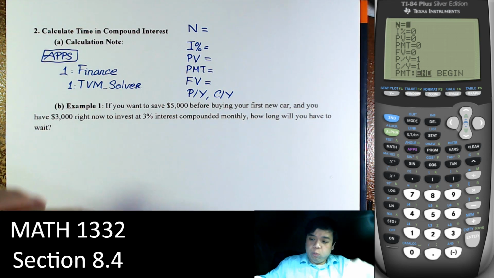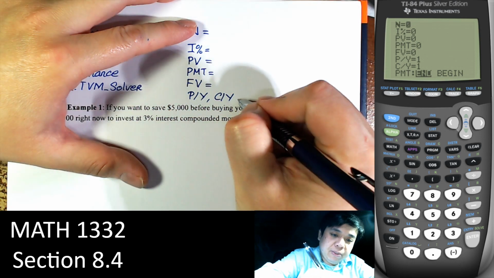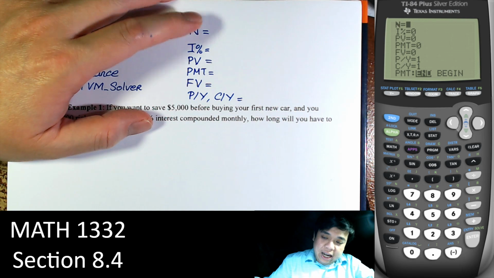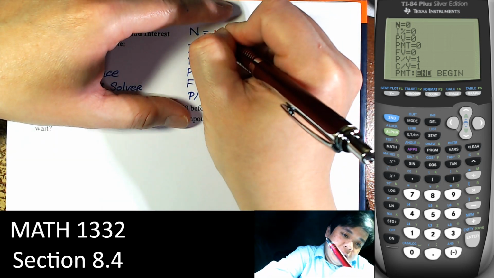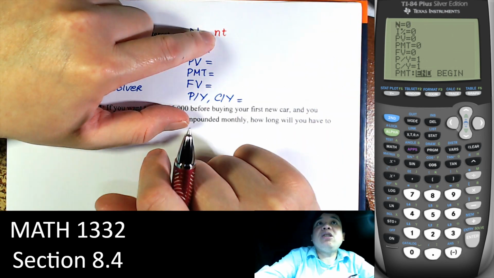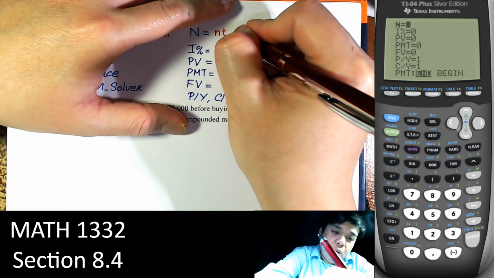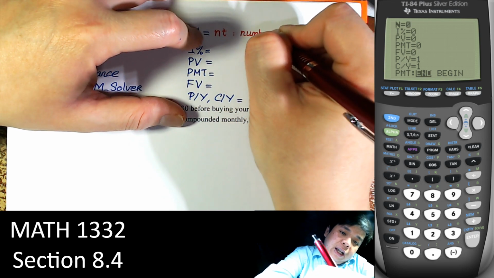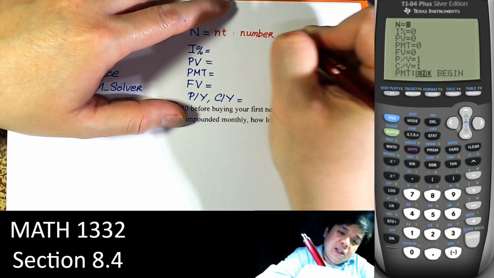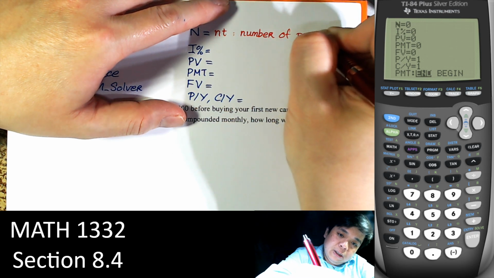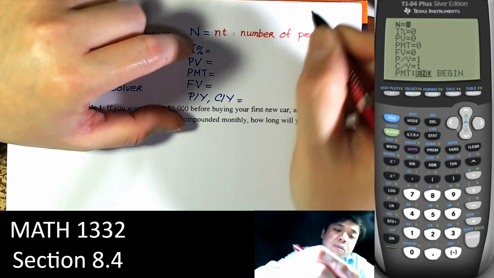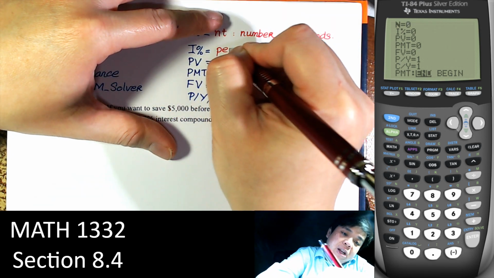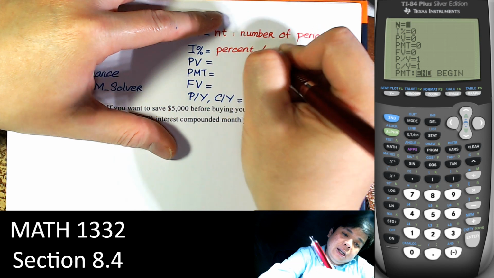Right, let's write out the important things about this. So N. Now this capital N is different than the little n. This N is actually equal to little n times T. So how many times a year and how many years? So this is equal to the number of periods, how many times a year times years. Then the interest rate percent. This we type as a percent, we do not type the decimal here. And this is the rate for 1 year.